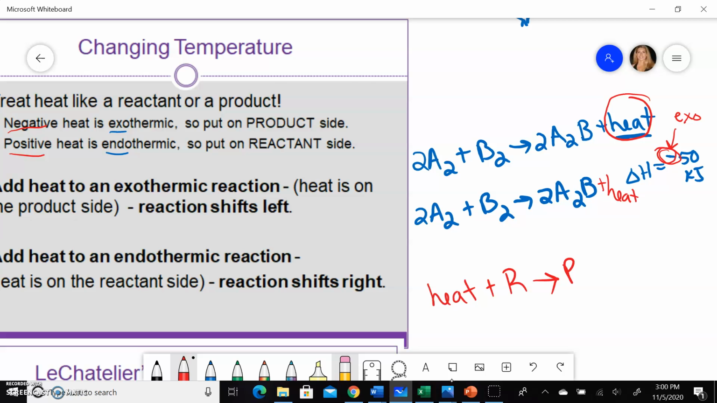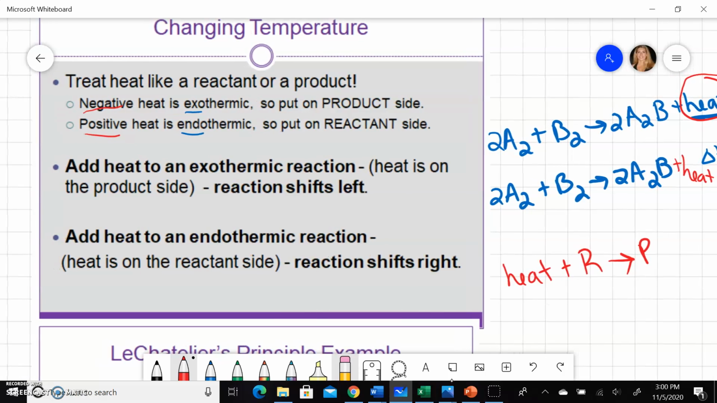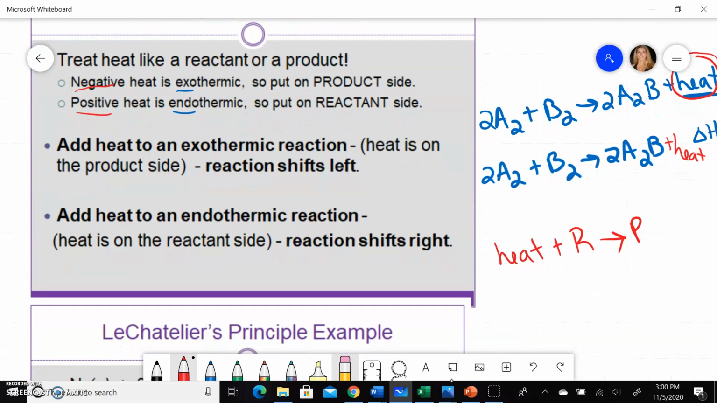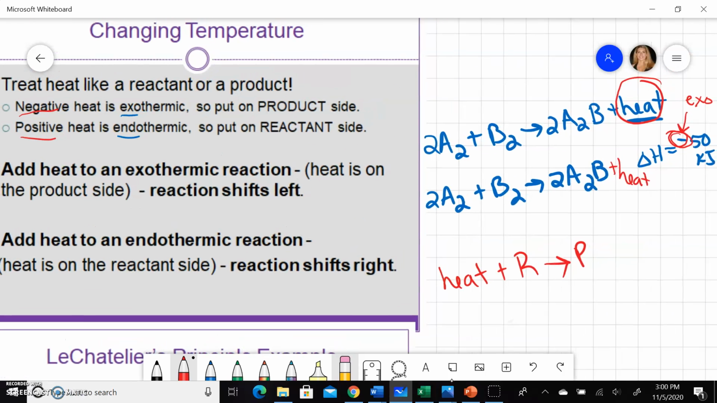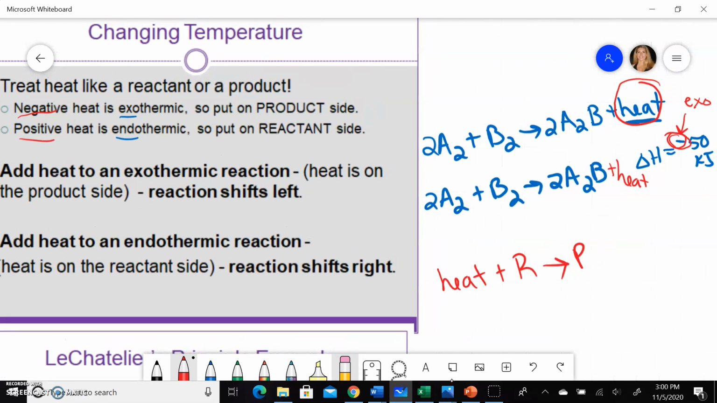And then once you put it into the reaction, you just treat it like a sand pile. So if heat is on the product side, like it is in the bluer one, as you increase the heat, that means the product side would be a higher sand pile, so you're going to shift it to the left to get it back over to the reactants. They should all have double arrows.